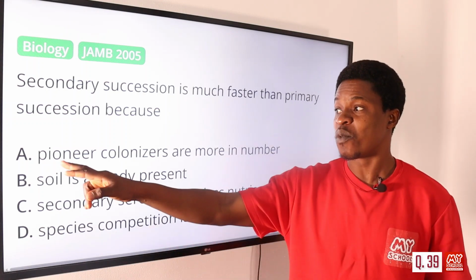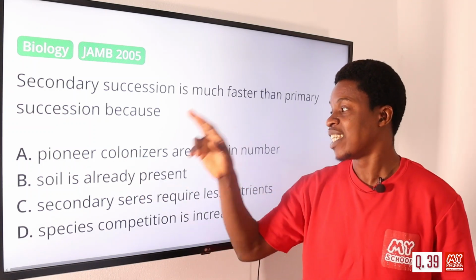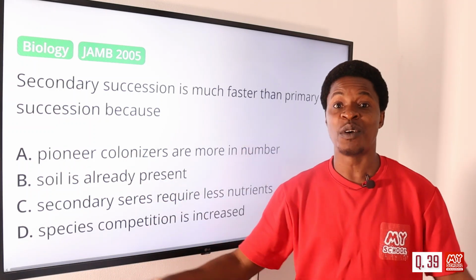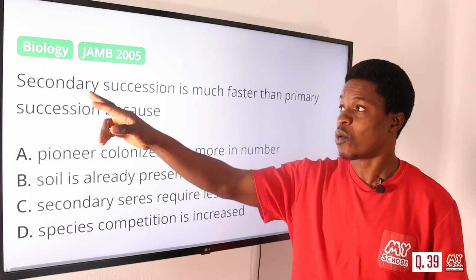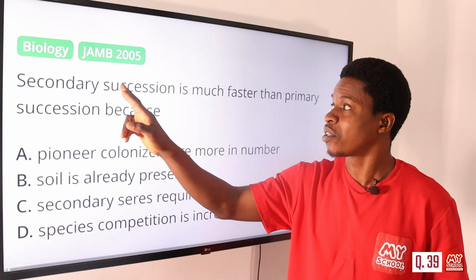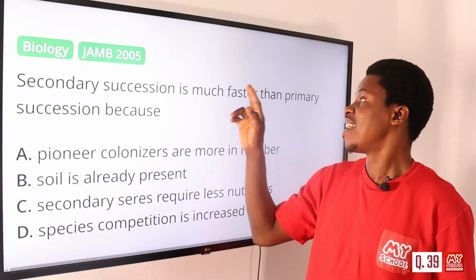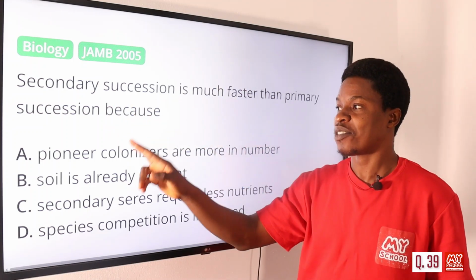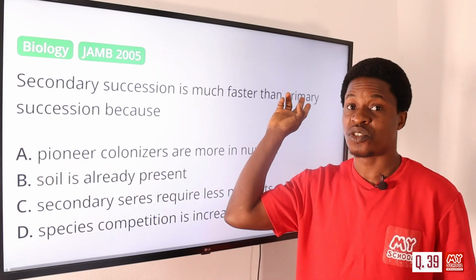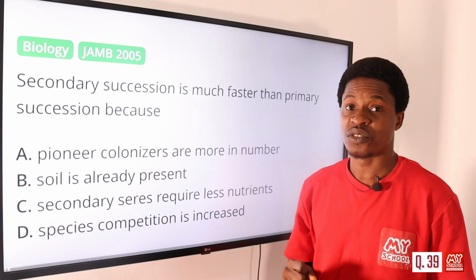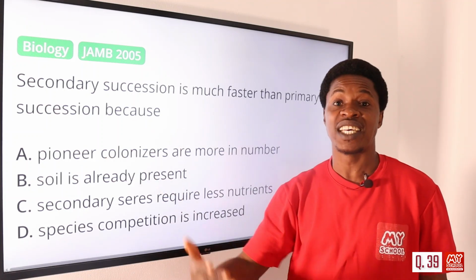So in primary succession, we will have what? Pioneer colonizers will be more in number because they want to start off the community in that particular place. But the question says secondary succession is much faster than primary succession because of this. So this cannot be the answer, because this is attributed to primary succession, while in secondary succession the soil already exists.